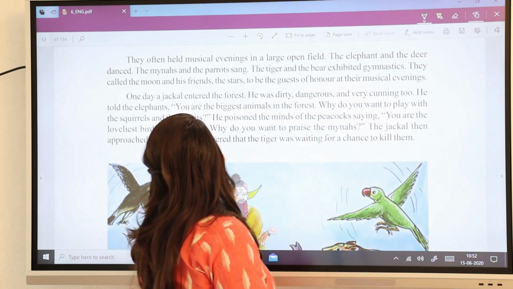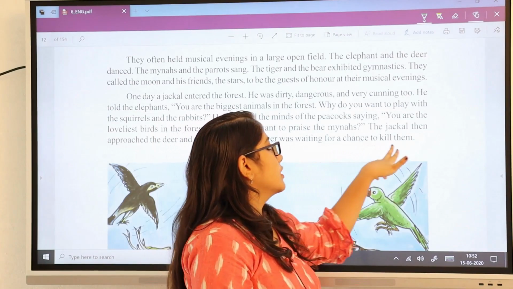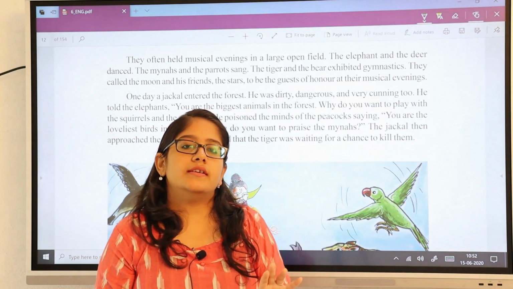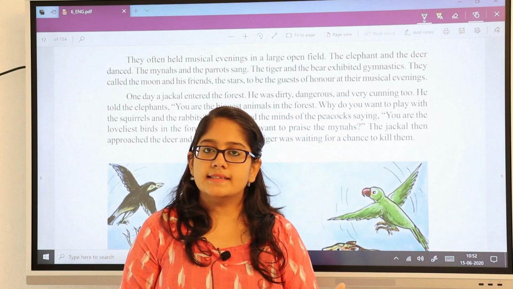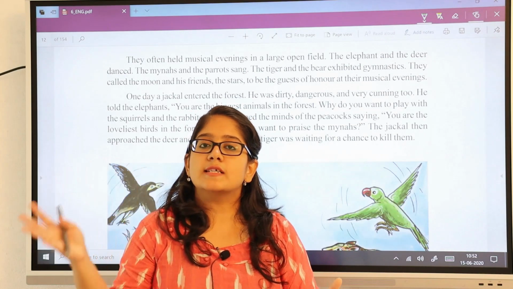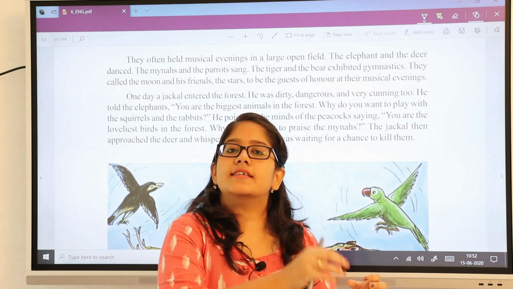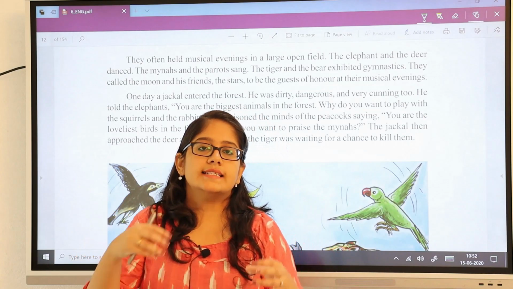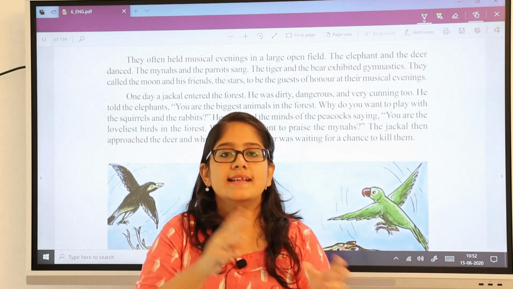The jackal then approached the deer and whispered that the tiger was waiting for a chance to kill them. So what did the jackal do? He goes near the deer and he says that the tiger is planning to kill you. He is trying to poison each and every animal's mind. He is creating suspicion in their minds against each other.